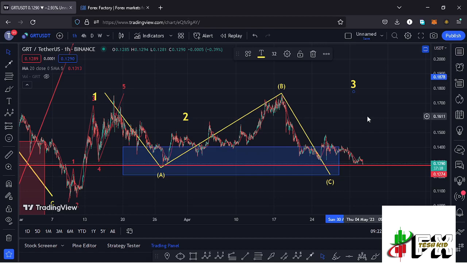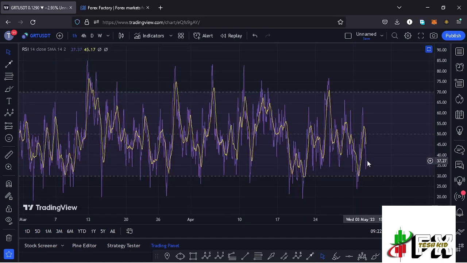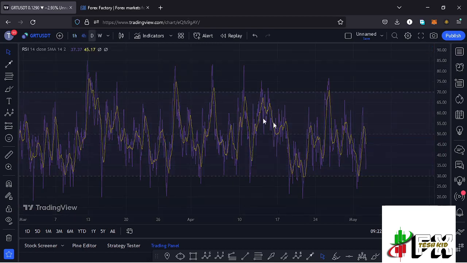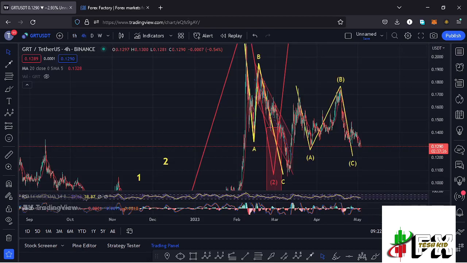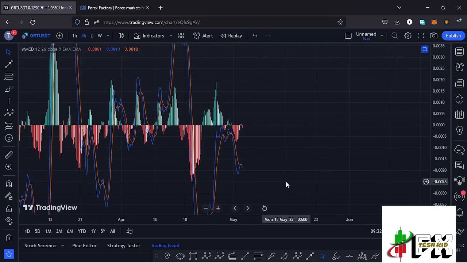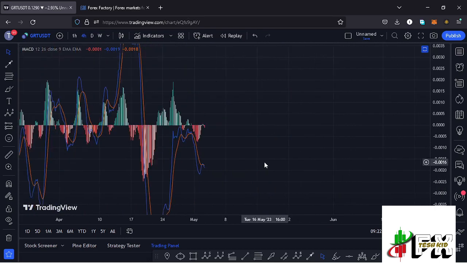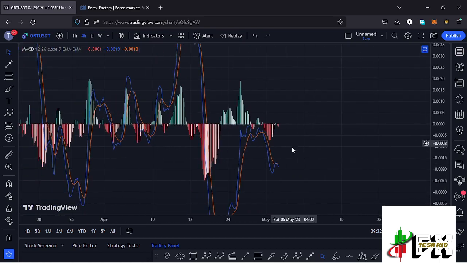Taking a look at the indicators, on the RSI we are trading at around the 37 mark, meaning we have massive room to support higher prices. Also taking a look at the MACD, we have printed a bearish cross, suggesting further breakdown. So let's be patient and see how that plays out, and I'll be keeping you updated.